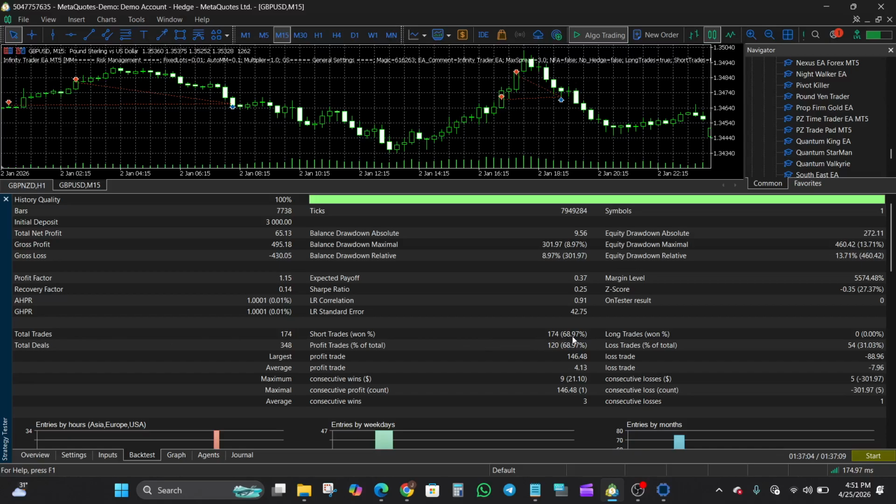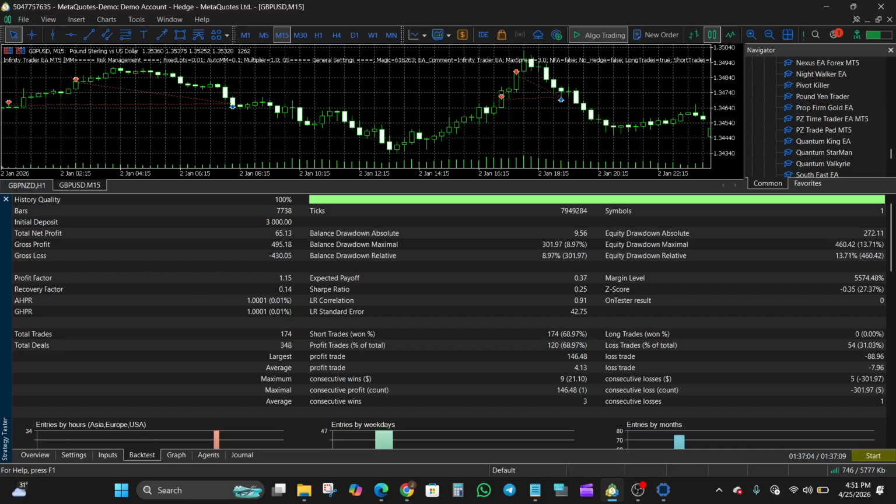And 68.97% were profitable. The largest profit trade was 146.48, and the largest losing trade was $88.96. The average profit trade was $4.13, and the average losing trade was $7.96. So this tells me that the risk to reward ratio is not good enough. But keep in mind that these are historical backtest results, not guaranteed future performance.